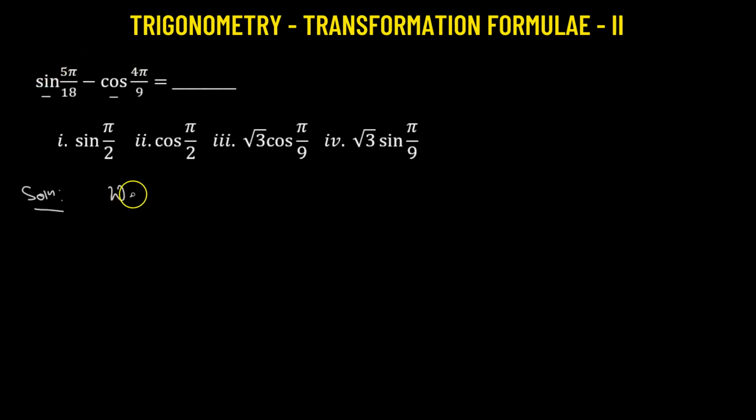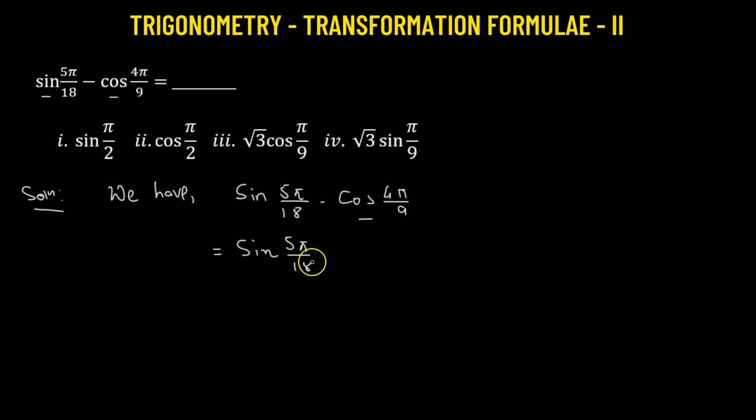So let us begin with our given function. So we have here sine of 5 pi over 18 minus cosine of 4 pi over 9 radians. What we'll do is try to convert cosine to sine. So we'll get sine of 5 pi over 18 minus, now our goal will be to convert the second term, which is a cosine function, into its sine equivalent.